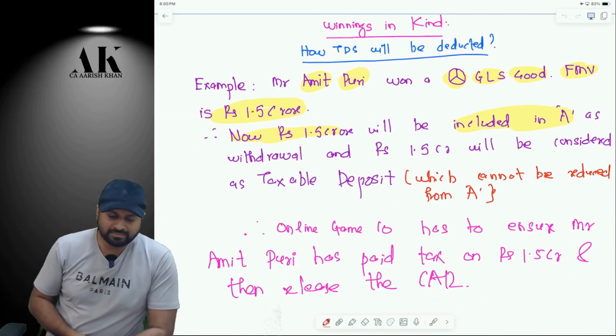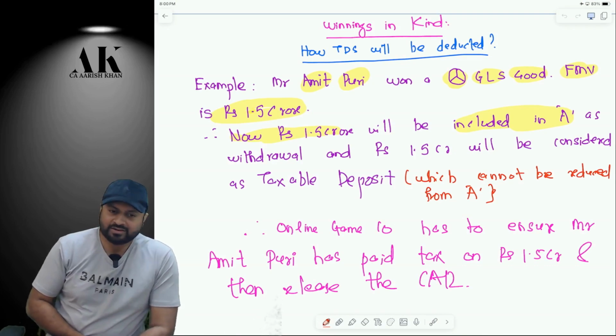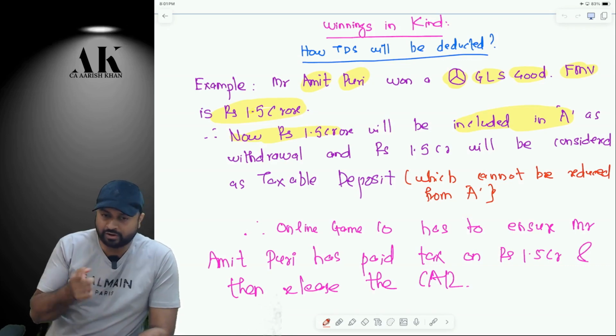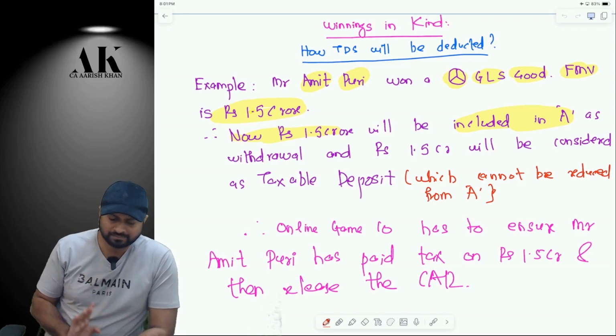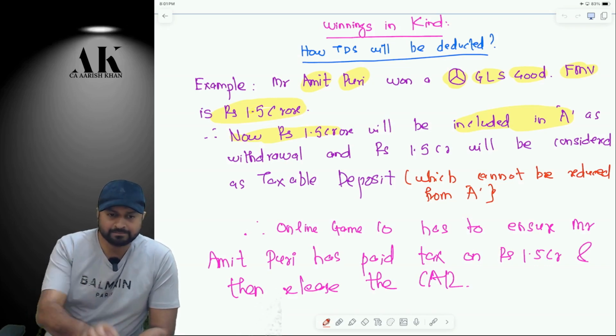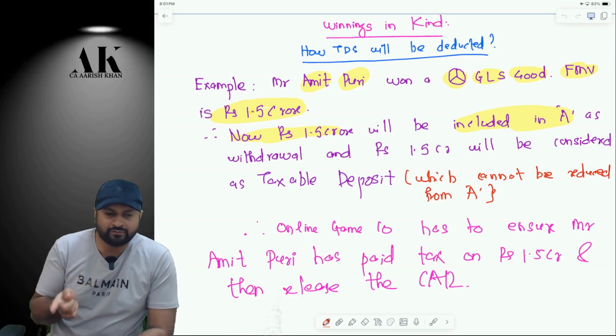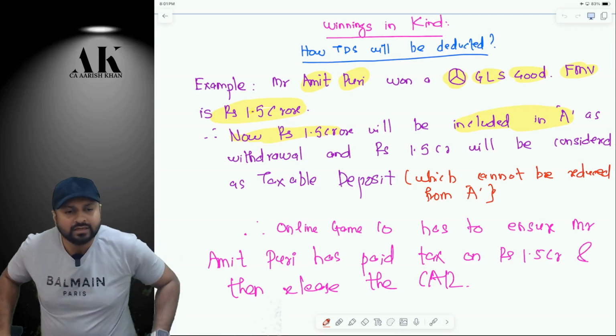So there is one person, Mr. Amit Puri, who won a Mercedes GLS 400 with an FMV of 1.5 crore. Therefore, now 1.5 crore will be included in A as withdrawal. In simple words, rupees 1.5 crore will be considered as taxable deposit. And once it is considered as taxable deposit, which cannot be reduced from what? Please tell me. From A. Therefore, on 1.5 crore rupees, tax has to be paid.